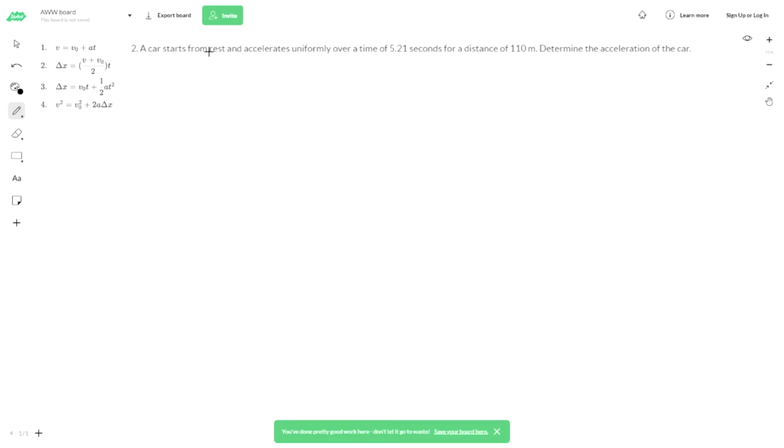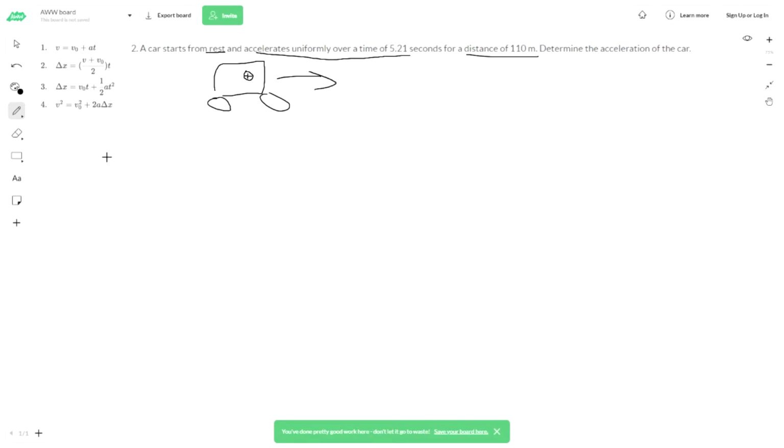A car starts from rest and accelerates uniformly over a time of 5.21 seconds for a distance of 110 meters. So we have a car accelerating, and it starts at rest. So it starts at rest, accelerates. We know that it is undergoing acceleration. We know that it's a time of 5.21 seconds, and the distance is 110 meters.